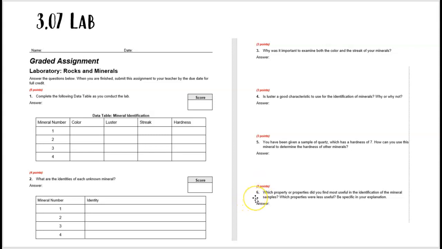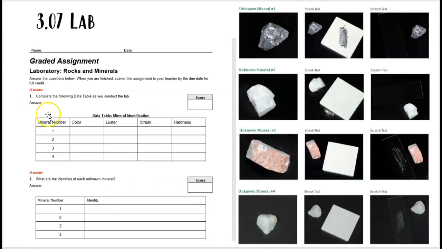And the final question says, which property or properties did you find most useful in the identification of the samples? So this is really, you have a lot of freedom in this question. Put the answer that makes most sense to you. Which of the properties did you find to be most helpful in making the identification of these minerals? Again, the information that you need is here in this video, so you can take a look at these unknowns. It is in lesson 3.7 under the Learn tab for lesson 3.07, and that is identification of unknown minerals.